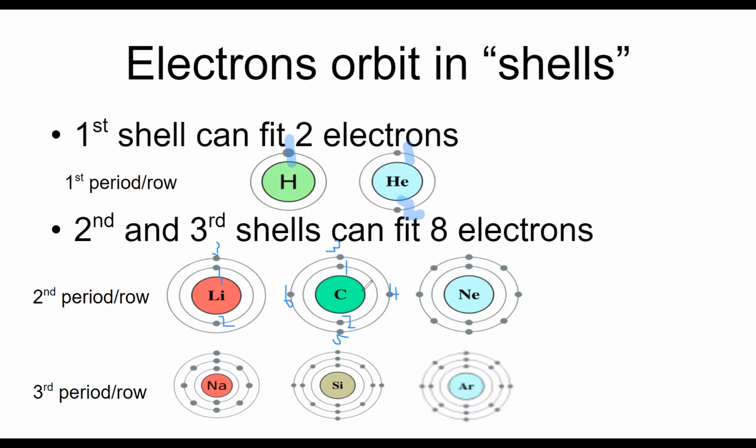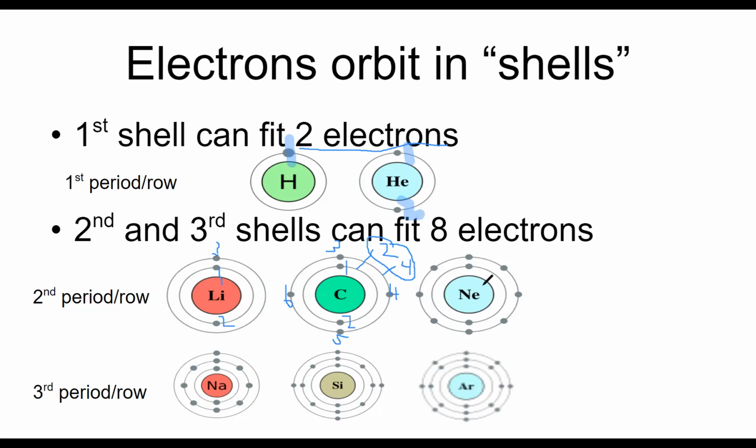So we have 6 electrons total. There are 2 on the first shell and 4 on the second shell. Right, so we start by filling in that first shell, but it can only fit 2 electrons. Then we start filling in the second shell, and we use up the remaining 4 on the second shell, and that gives us the 6 total electrons that carbon has.